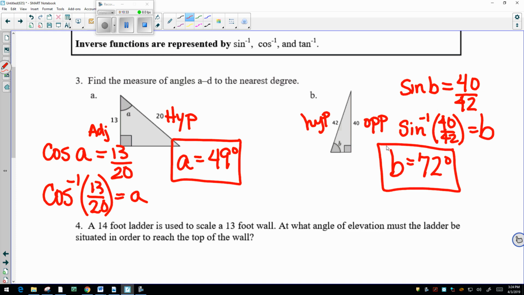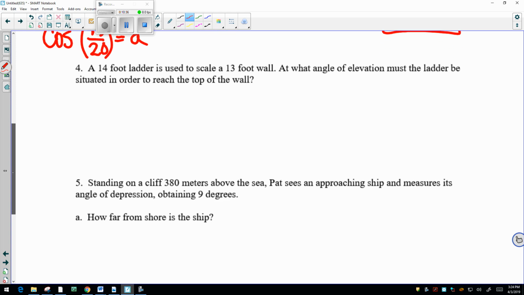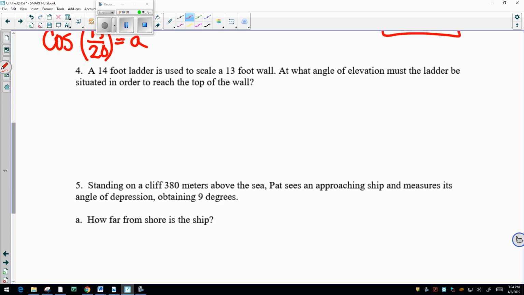Okay, so if we were to apply this to some word problems and see how this works. So we have a 14-foot ladder is used to scale a 13-foot wall. Okay, so again, if I have a wall, hopefully our wall is nice and straight, I'm going to label that as 13. Keep in mind that would form your right angle. We have a ladder that's leaning against that wall, and they've told us our ladder is 14 feet. And they want to know at what angle of elevation, so again, it's going up, it's at the bottom of the triangle, so I'm trying to solve for this. It says, must the ladder be situated in order to reach the top of the wall?